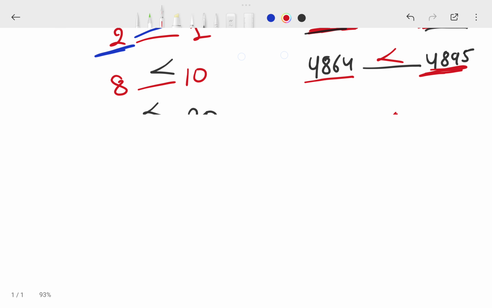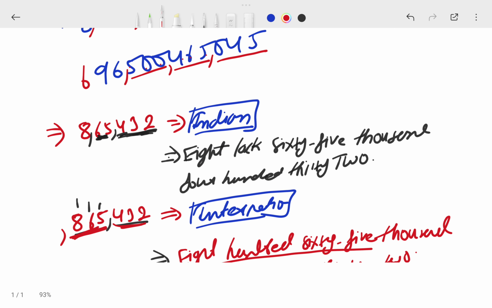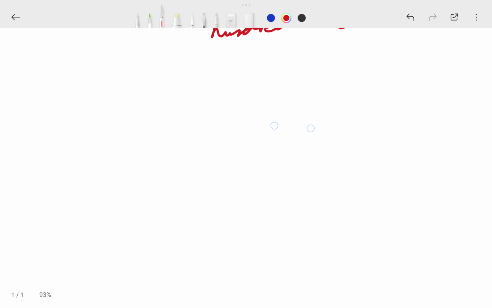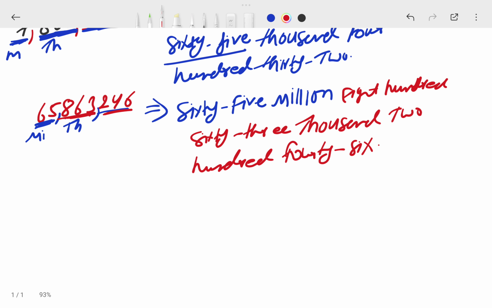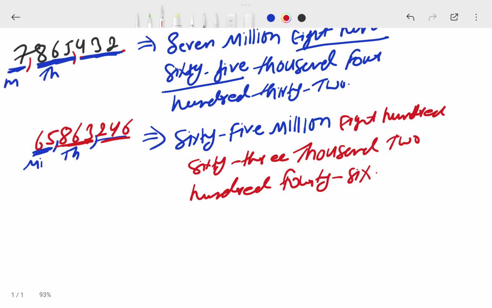Okay, just see that. It's the last one, just wait. Indian number systems over. Now let's talk about the rounding of numbers.